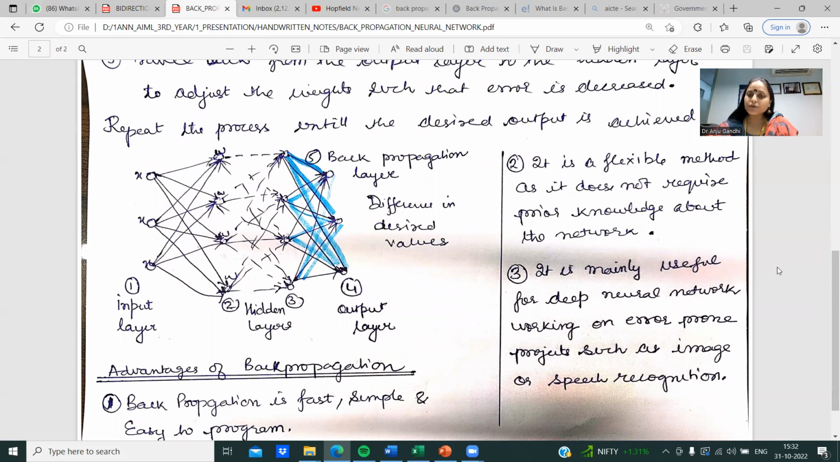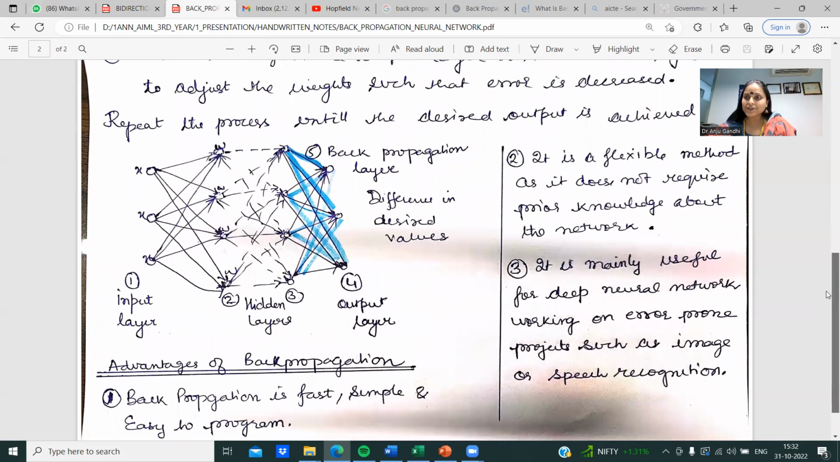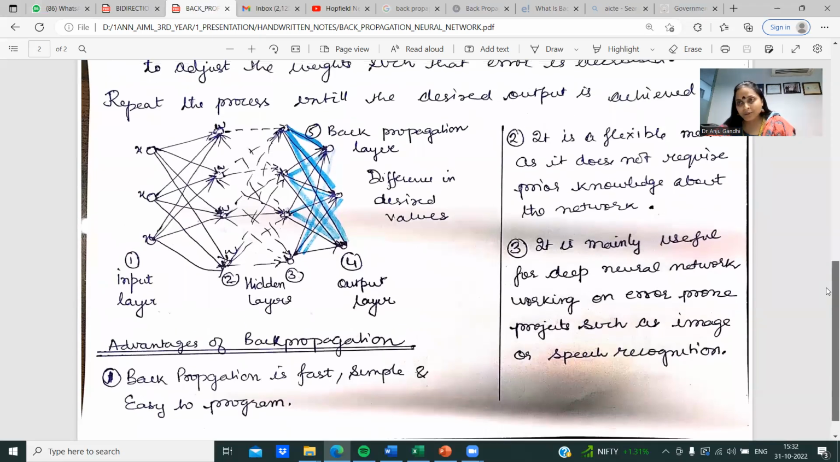It is mainly useful for deep neural networks working on error-prone projects such as image or speech recognition. In these real-life problems, which are related to image or speech recognition, we go for a backpropagation network, or we can say a feed-forward network. So this is what we have in backpropagation.